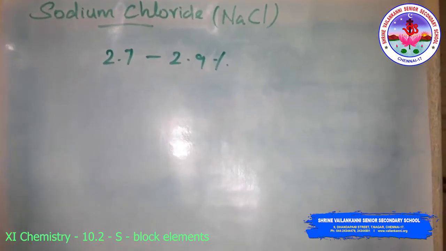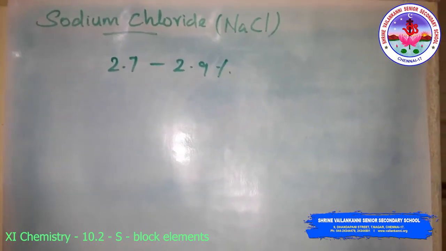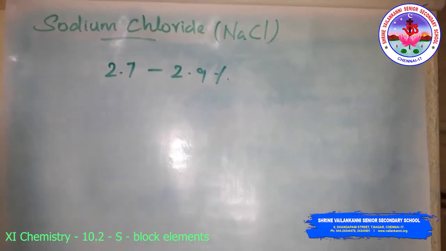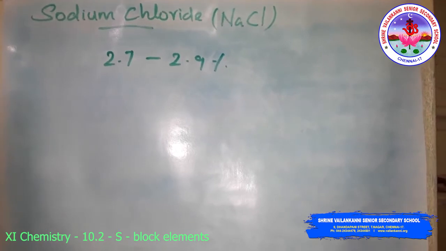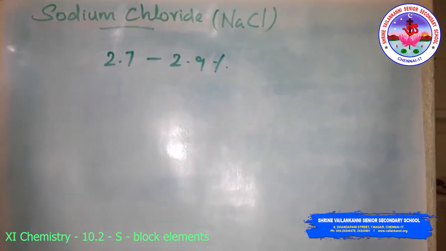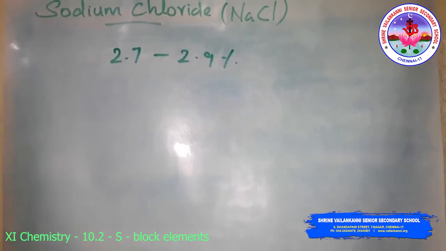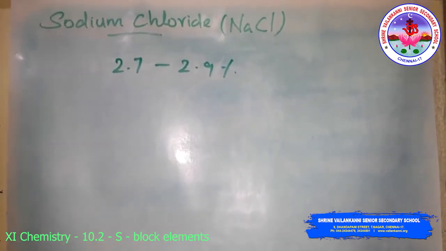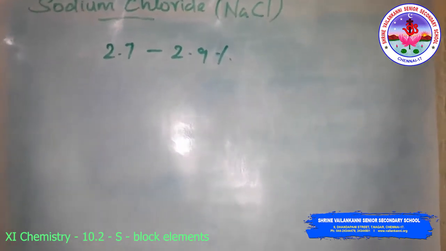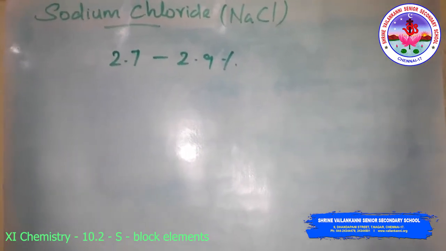The crude sodium chloride is generally obtained by the crystallization of brine solution that contains sodium sulfate, calcium sulfate, calcium chloride, and magnesium chlorides as impurities. Here, the calcium chloride and the magnesium chlorides are impurities because they are deliquescent. Deliquescent means they absorb moisture easily from the atmosphere.